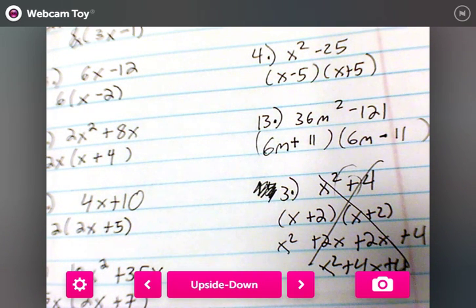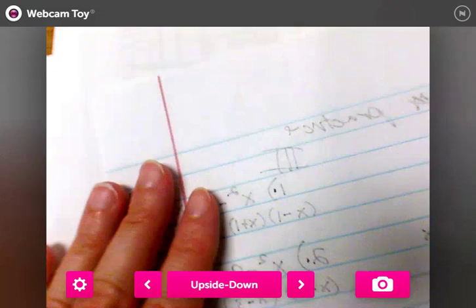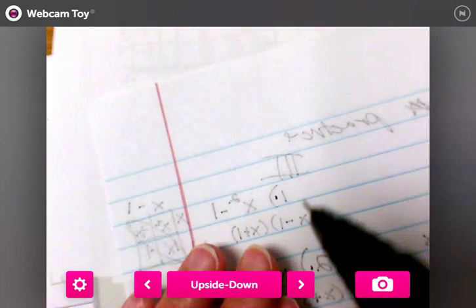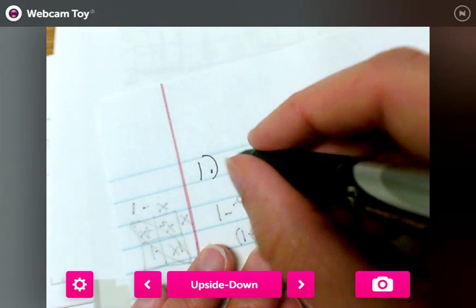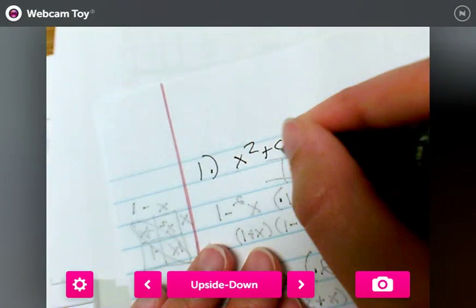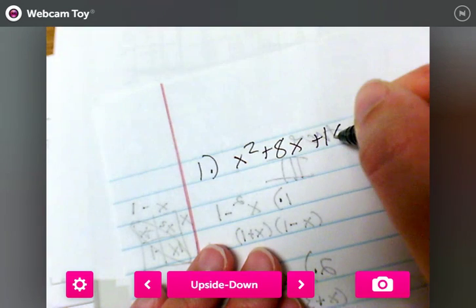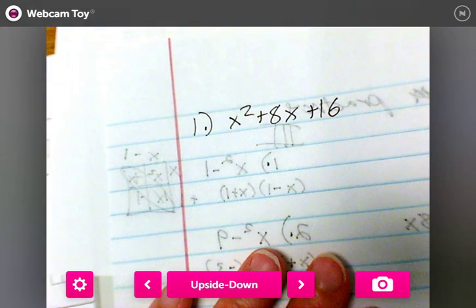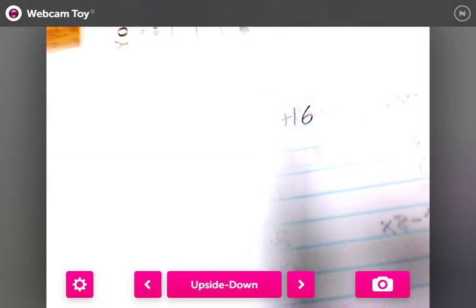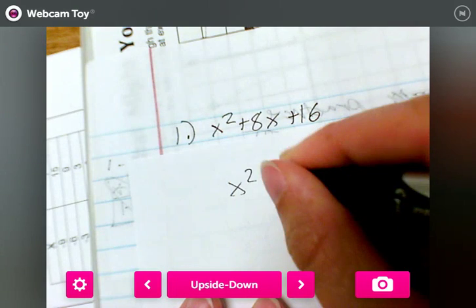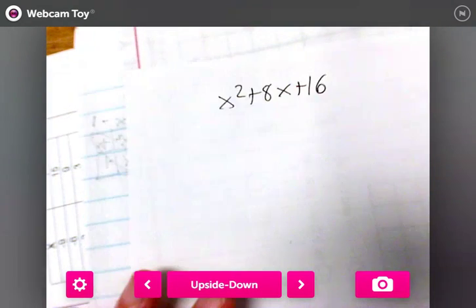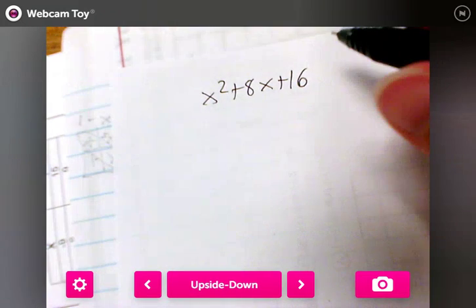Okay. Let's try something a little bit harder. Let's try on the back under 4, let's try 1. We've got x squared plus 8x plus 16. I don't think this is showing up too well. Let's try this. X squared plus 8x plus 16. Okay, so this is where I want to pull out the Punnett square again.